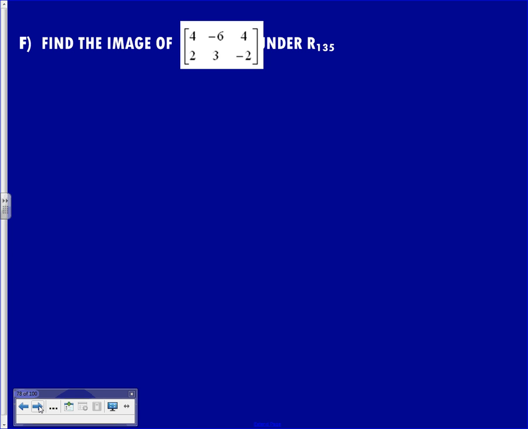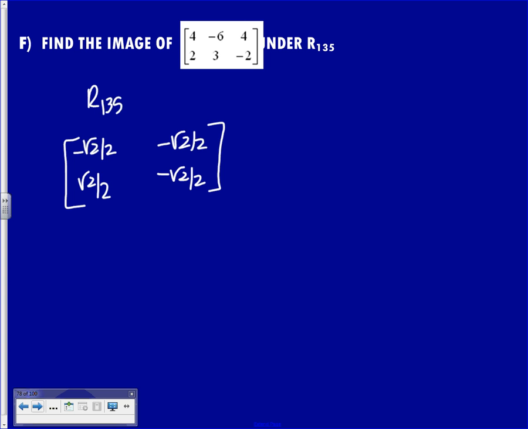So F says take the image of that under a rotation of 135. So just like before, I want to do the rotation of 135 first. And the first is the cosine. Well, the cosine at 135 is negative square roots of 2 over 2. The sine is still positive, so then when I do the opposite sign over here, that's going to give me negative, and then the cosine is still negative. So the only thing that changes here is now I just have some more negatives. Okay, so then I'll multiply that by 4, -6, 4, and then 2, 3, -2.